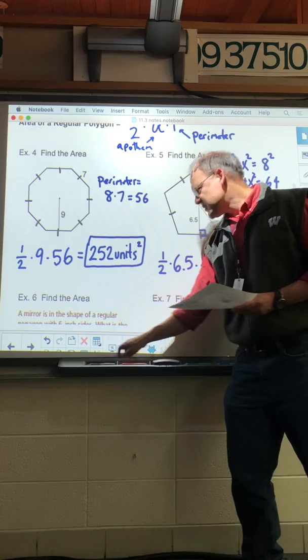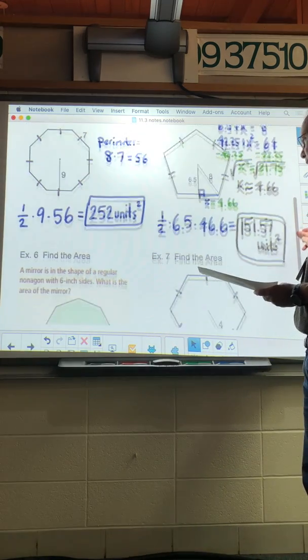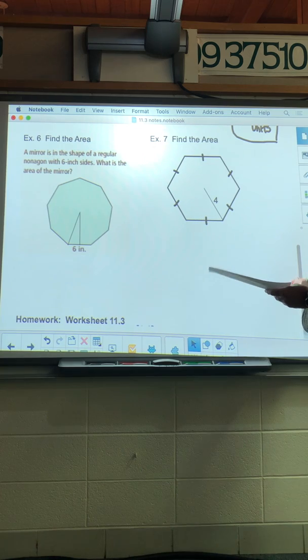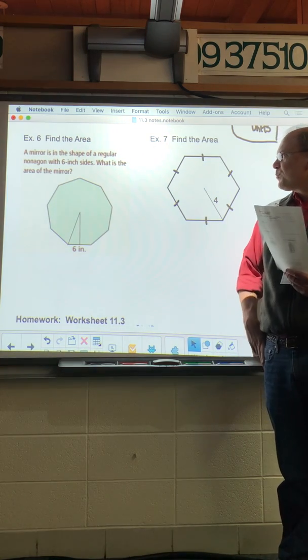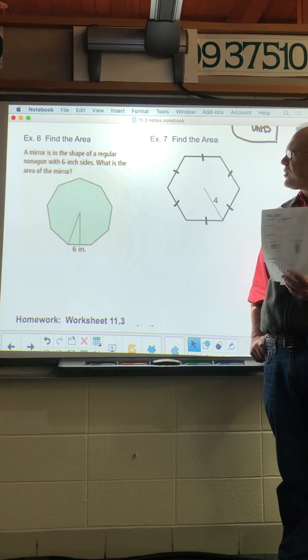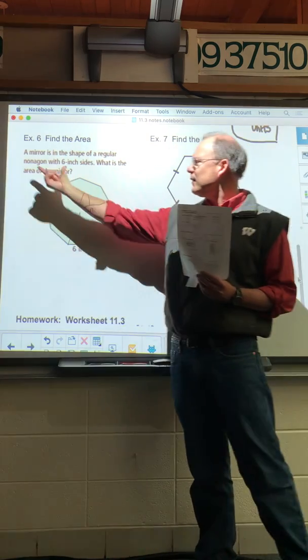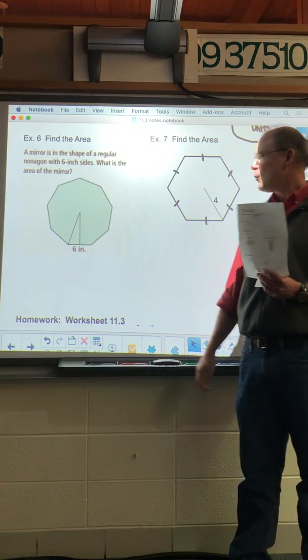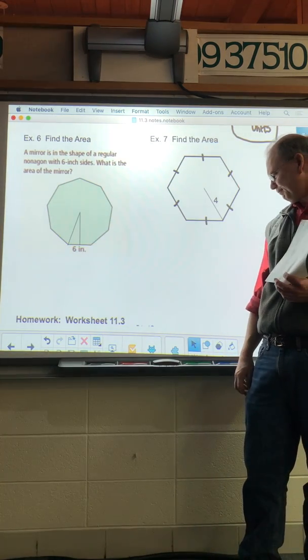Okay, I hope that made sense. Two more examples. Okay, here we have a mirror shaped as a nonagon with 6-inch sides. What is the area of the mirror?